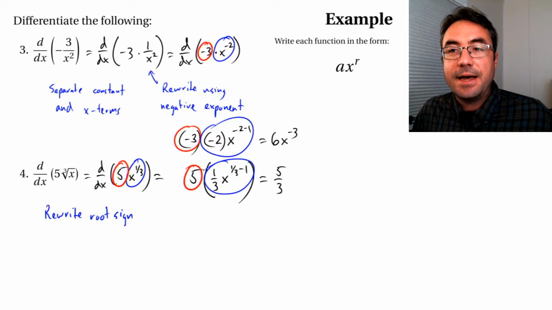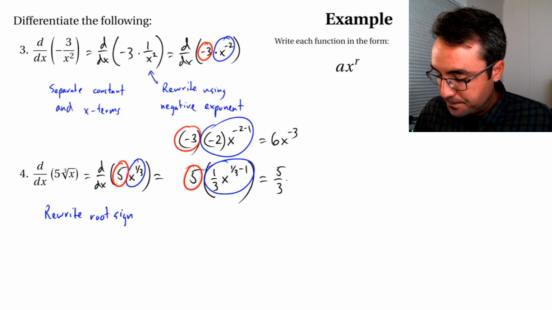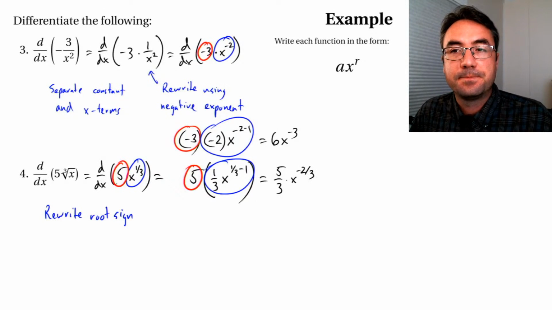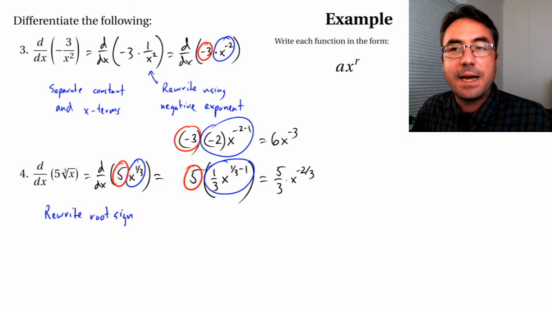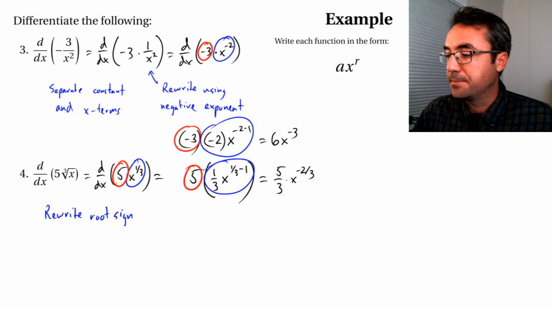And then that x to the 1/3 minus 1, just clean that up. It'd be x to the -2/3. And if you needed to, you could go a little bit further, but we'll stop there for that one in terms of simplifying.